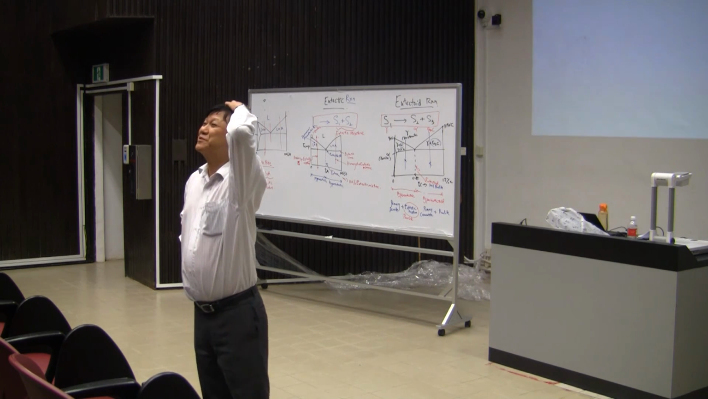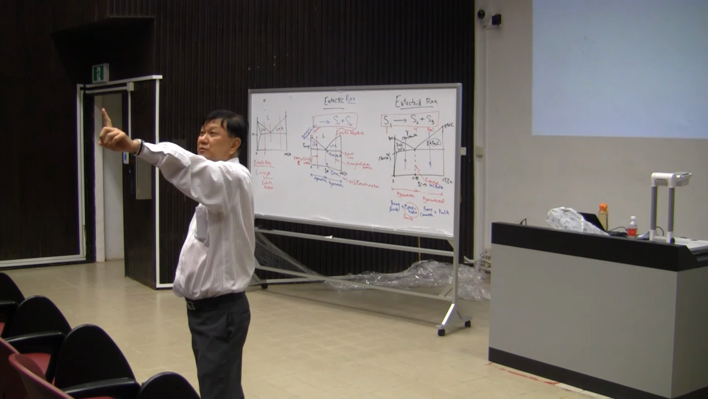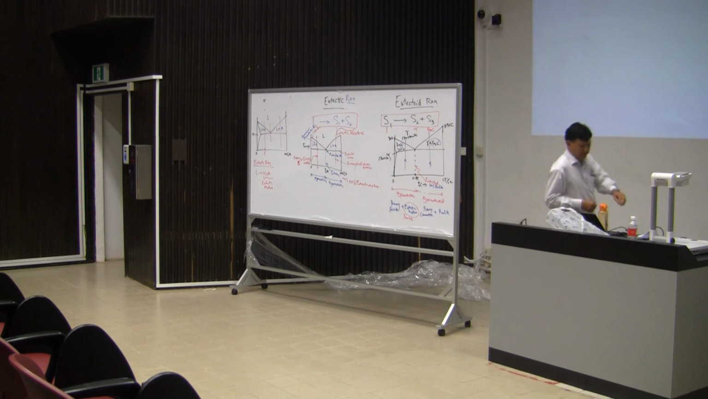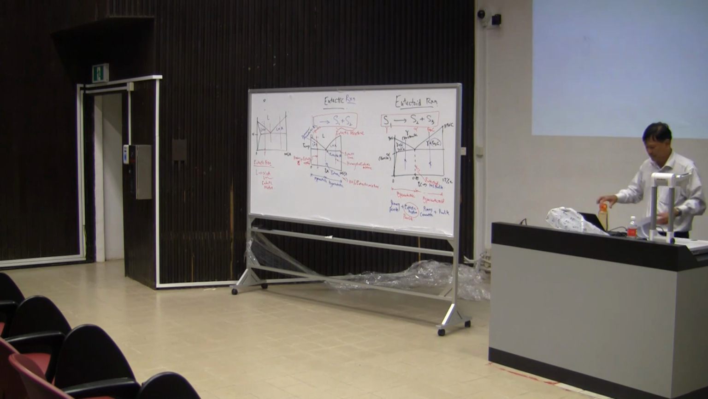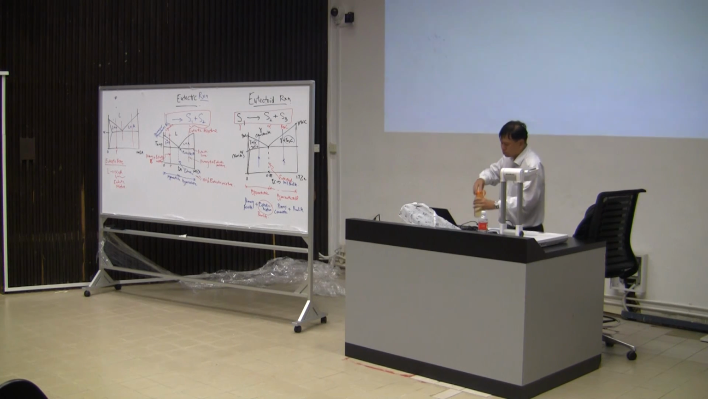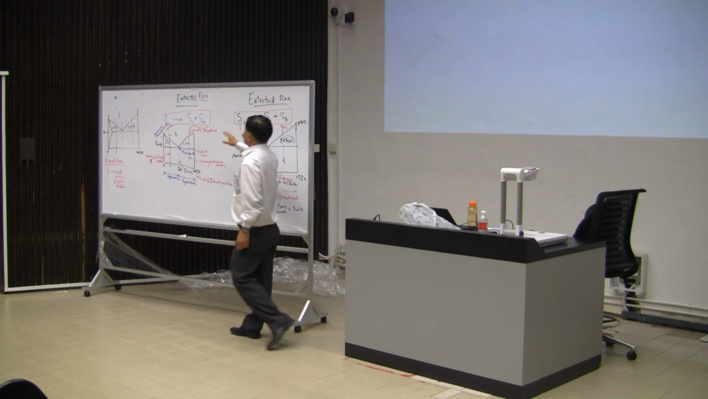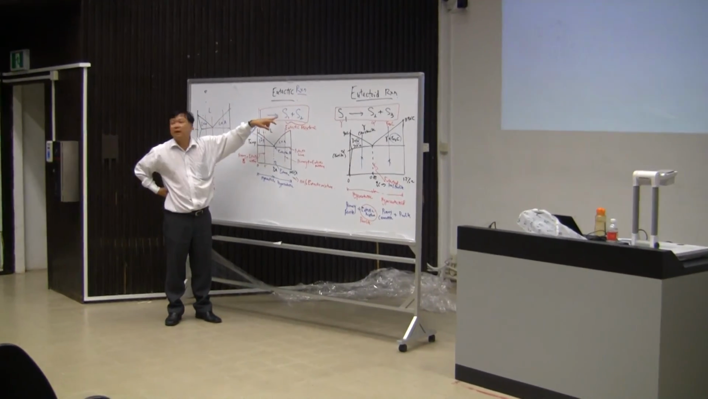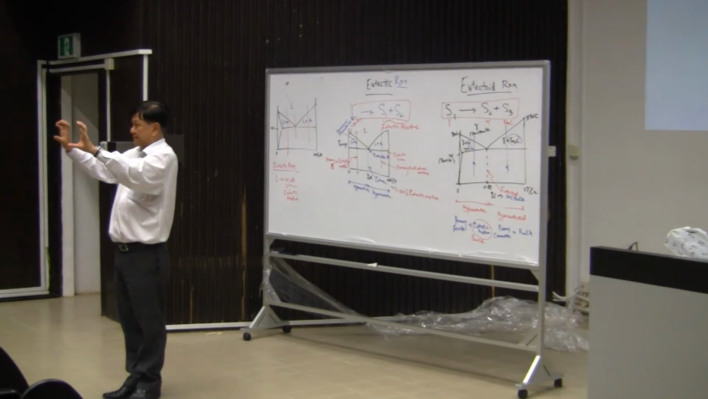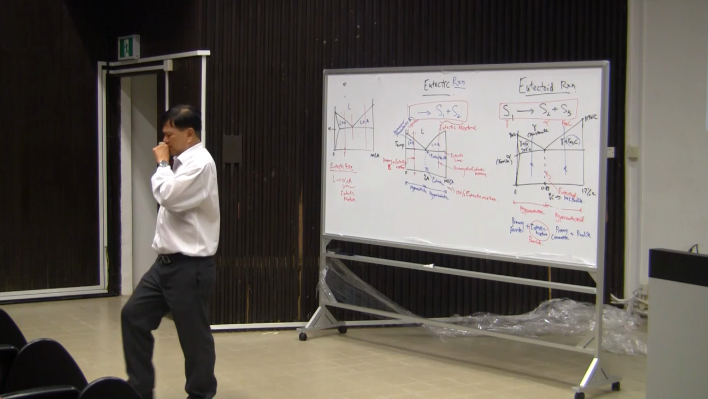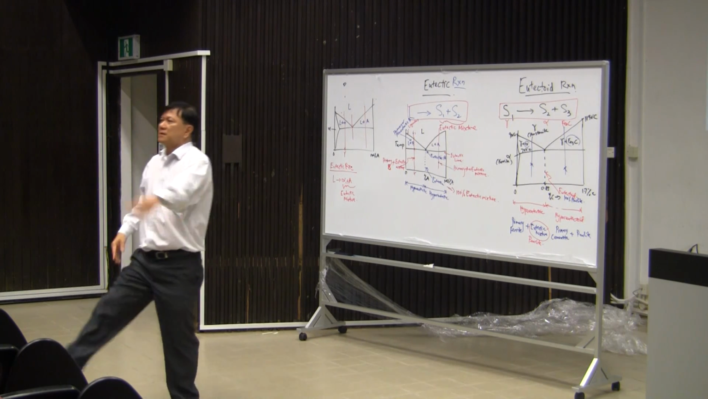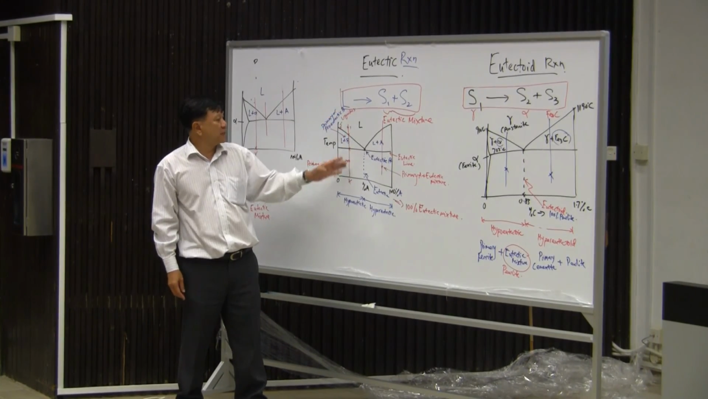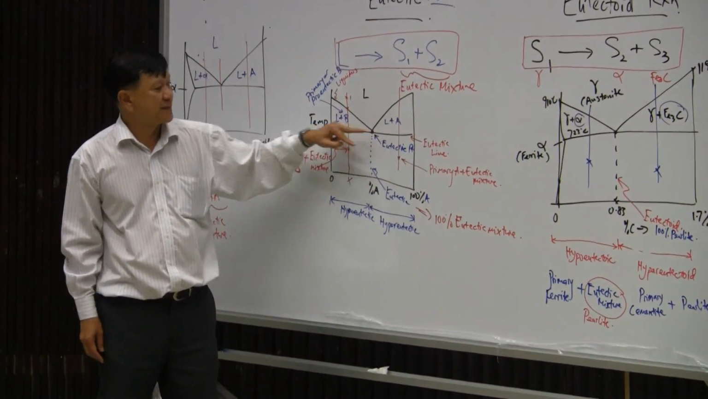A bit blur, some of you. Okay, I will run through one more time. Eutectic reaction is this one here. Liquid gives you two solids at the same time. When do you get your eutectic reaction? You see, this is the eutectic system. When you cool down, when your remaining liquid reaches this eutectic line.